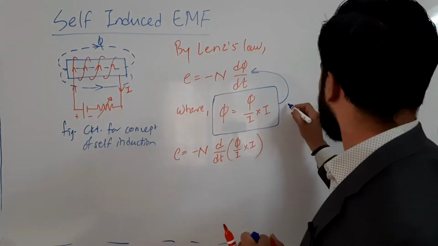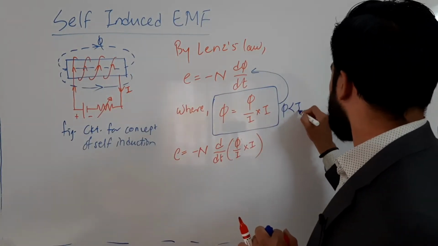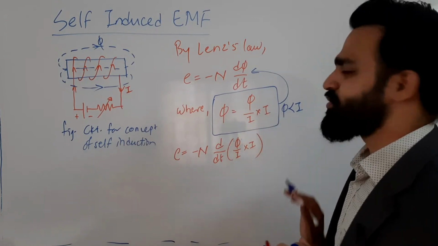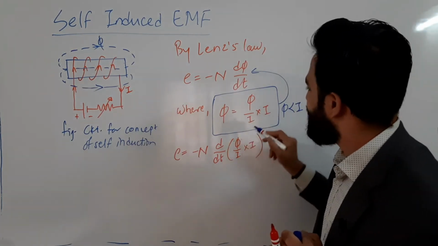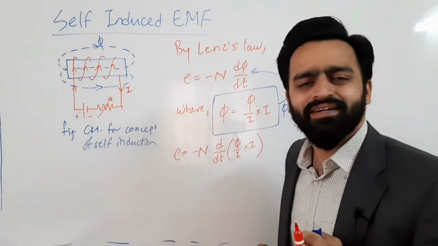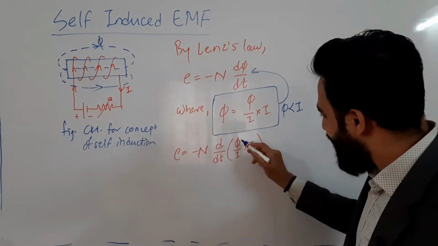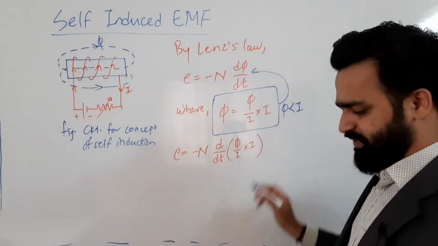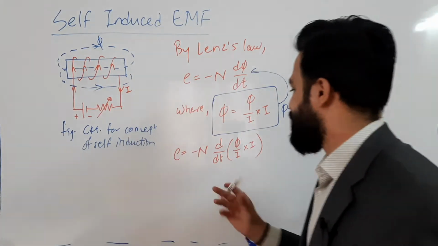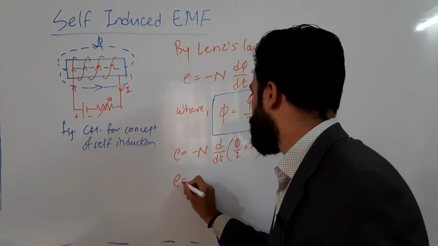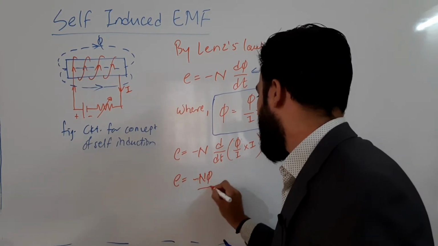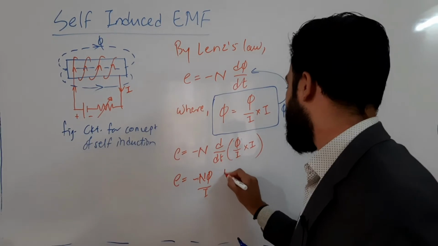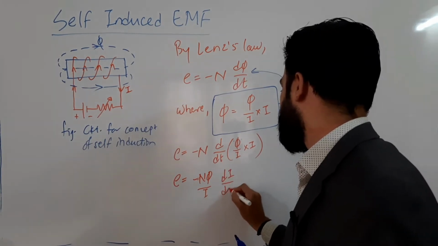What is the other meaning of this? Flux is proportional to current and phi by I is constant. We have just replaced the proportionality sign by equal to sign and we have considered phi by I as a constant. So phi by I is the constant term and hence it will come outside the derivative. So I can write E is equal to minus n phi by I into di by dt.